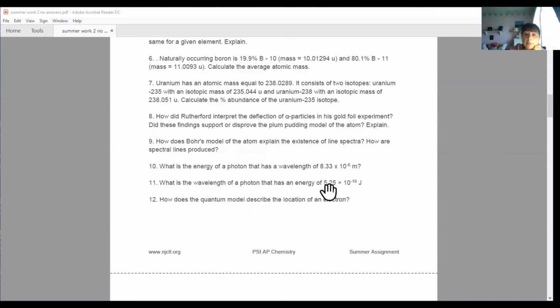And what is the energy of a photon that has a given wavelength? We know how to calculate those.